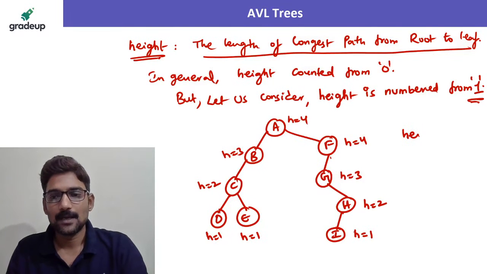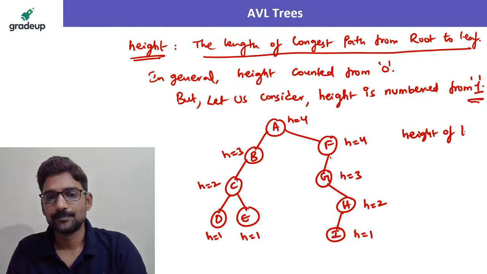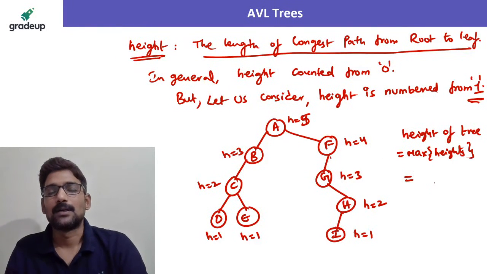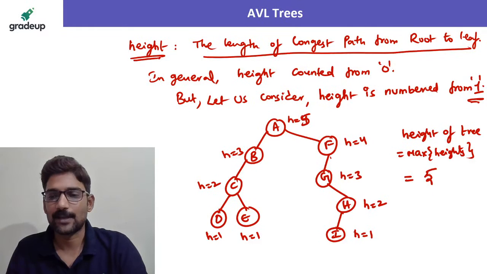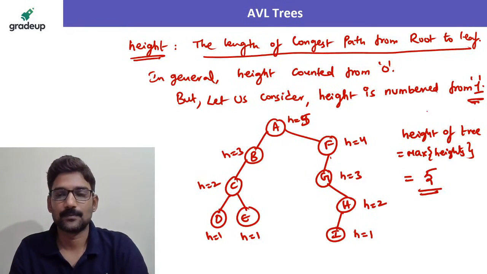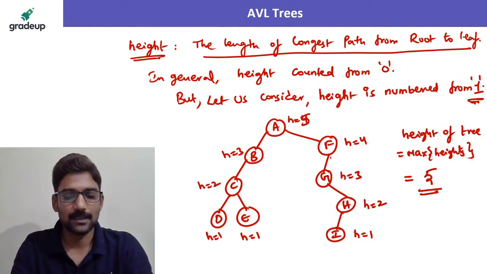So what is the height of the tree? We say the height of the tree is the maximum of the heights of all the nodes. Obviously, sorry, A height is 5. The height of the tree we can say is 5 here. Again I am reminding you, we are starting the height from 1. Okay. So now what is height? Clear?